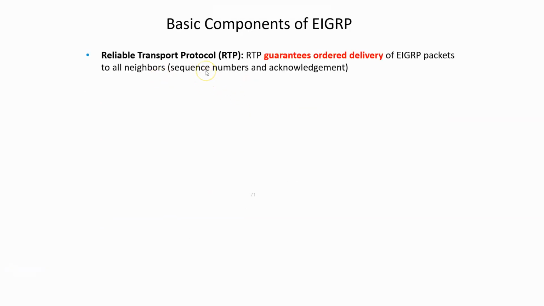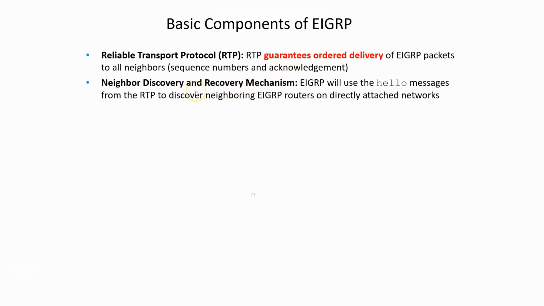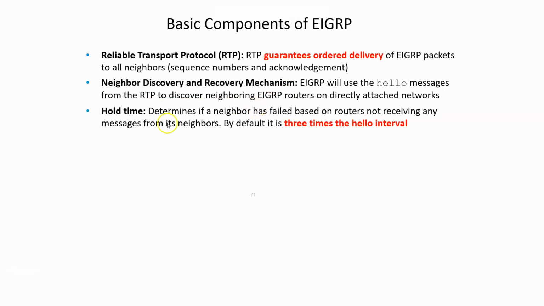Basic components of the reliable transport protocol, RTP: ordered delivery, and neighbor discovery and recovery mechanisms. I'm going to use the hello messages from RTP to discover the neighboring EIGRP routers. The router determines that a neighbor has failed based on not receiving hello messages. It's going to be 3 times the hello interval that we will use.